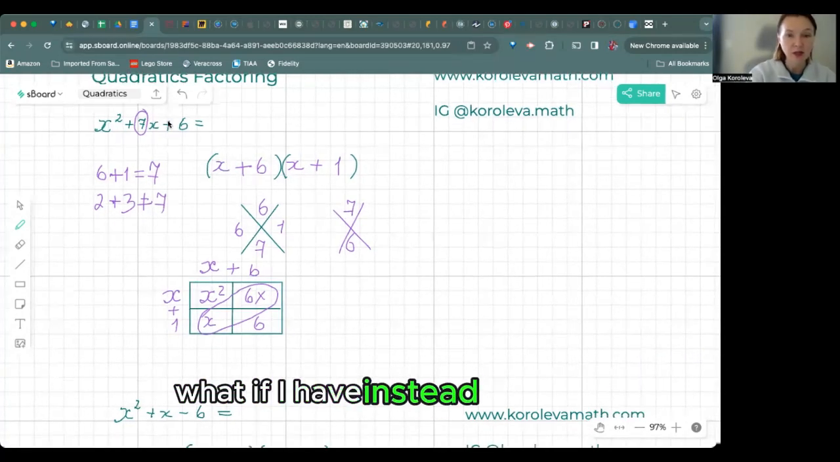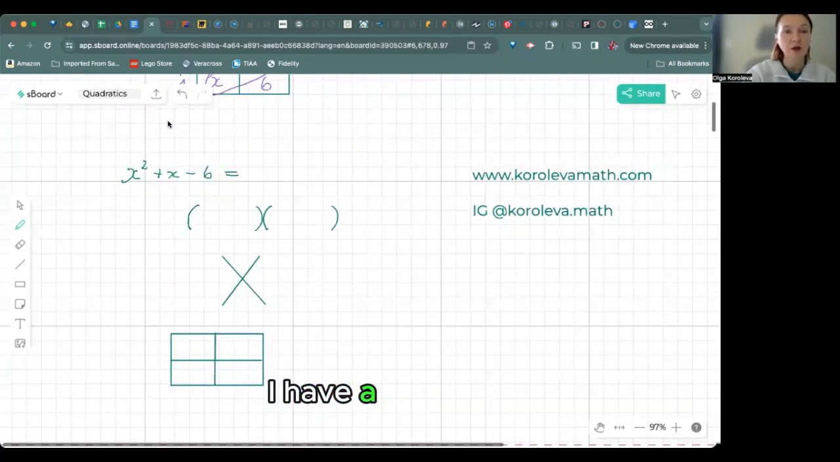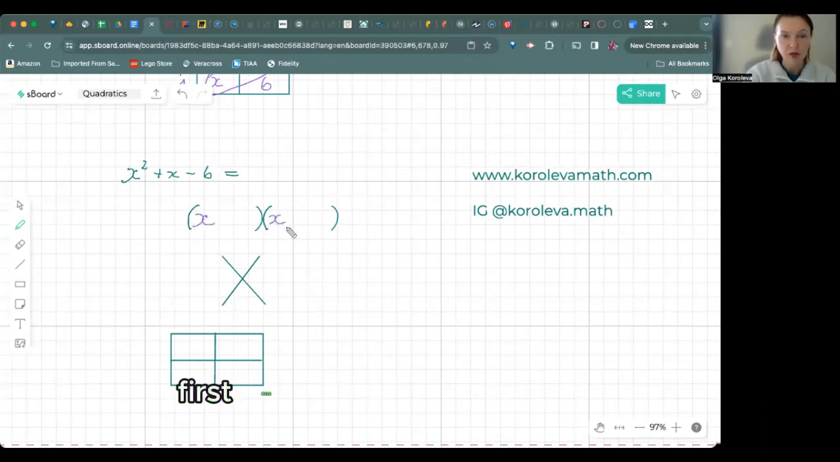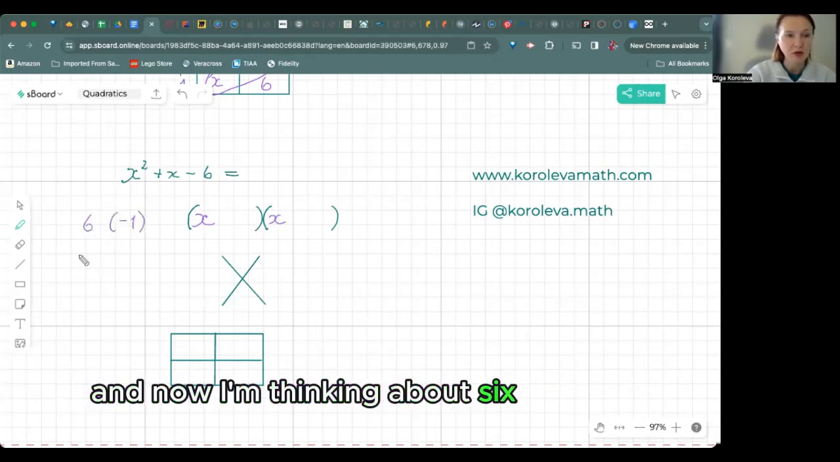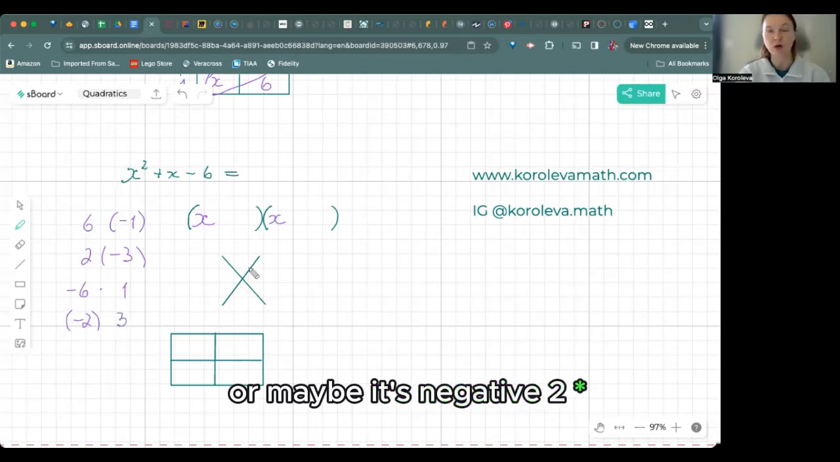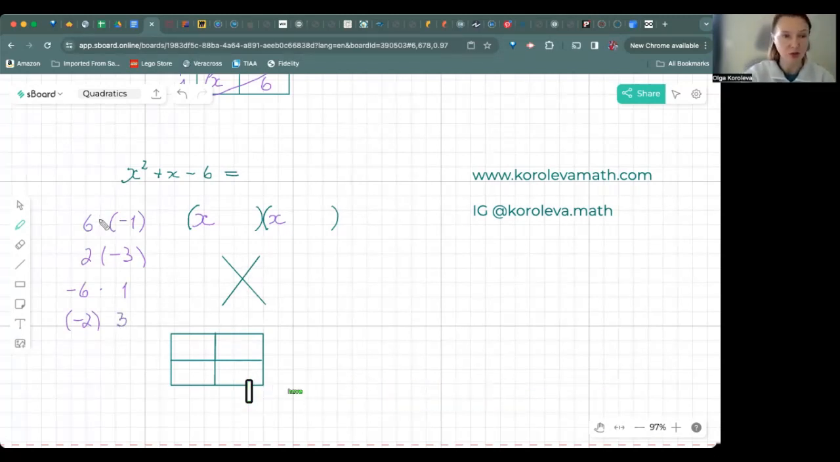What if I have, instead of a plus sign, a negative sign? That means that my first term has to be x in parentheses, and now I'm thinking about 6 times a negative 1, or maybe it's 2 times a negative 3, or maybe it's negative 6 times 1, or maybe it's negative 2 times 3. So I have more options here. Still, if I add those numbers, I have to get a 1 in here. There is an invisible 1. We don't really write it, but it's there.